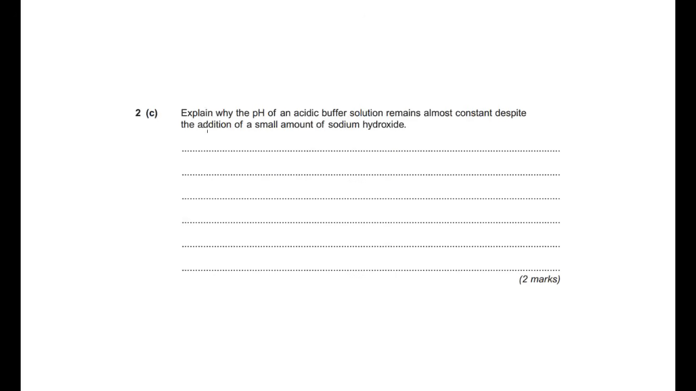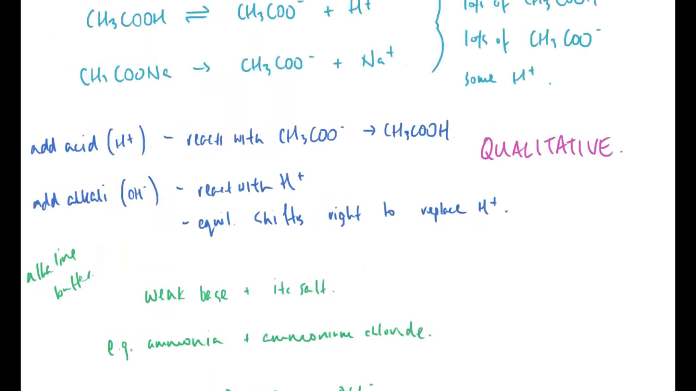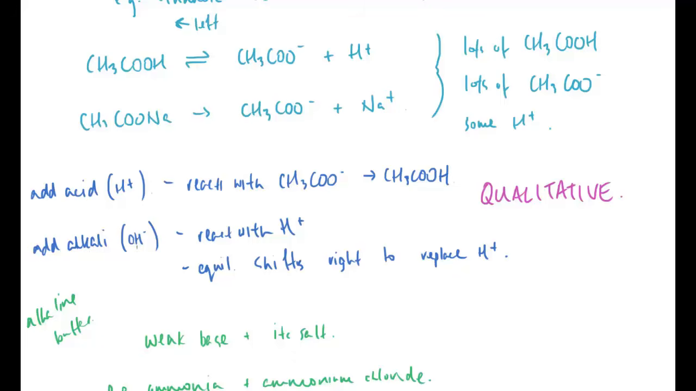In fact, we'll start with a question that relates to the theory, which is probably a fair point to start at. So the theory that we've just talked about then: explain why the pH of an acidic buffer solution remains almost constant despite the addition of a small amount of sodium hydroxide. So we go back up here, we go to our theory, which of course we've learnt by this point. Small addition of sodium hydroxide.